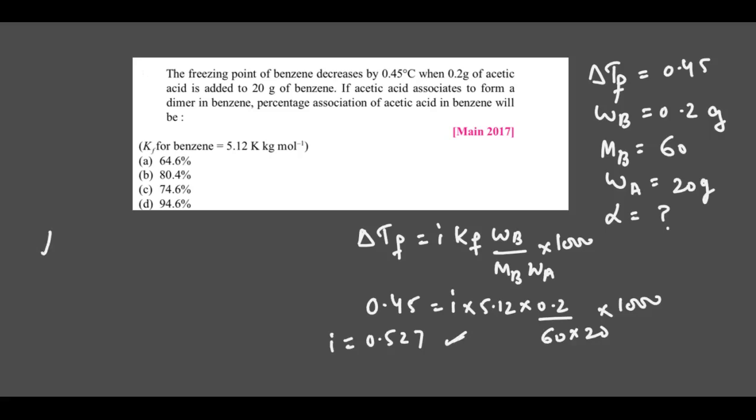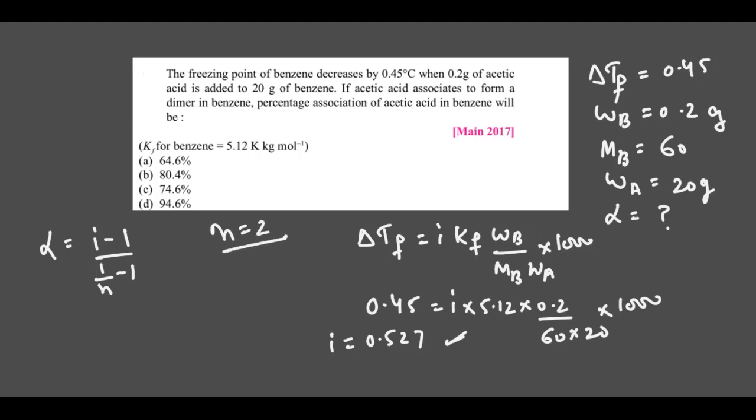Now you will use the formula of alpha. For association, the formula of alpha is i minus 1 upon n minus 1. Now what is n? n is the number of molecules which are undergoing the association. In this case, you can read in the question that it is forming a dimer. Dimer means 2 molecules are undergoing association. So the value of n here is 2.